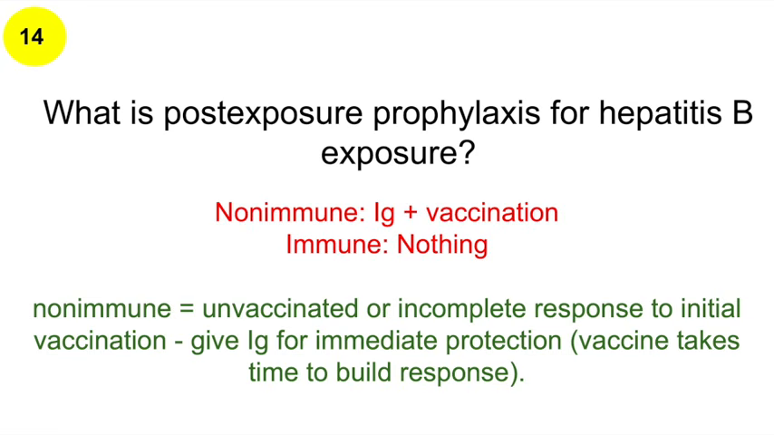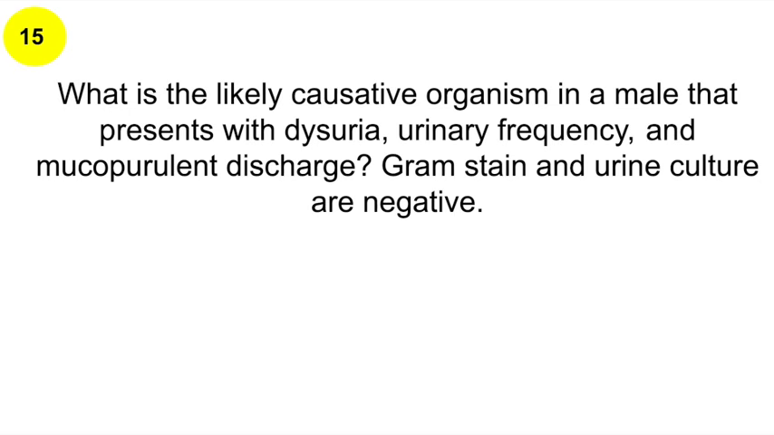What is the likely causative organism in a male that presents with dysuria, urinary frequency, and mucopurulent discharge? Gram stain and urine culture are negative. Chlamydia. So recall that the gram stain shows gram-negative cocci in 95% of cases of gonococcal arthritis.